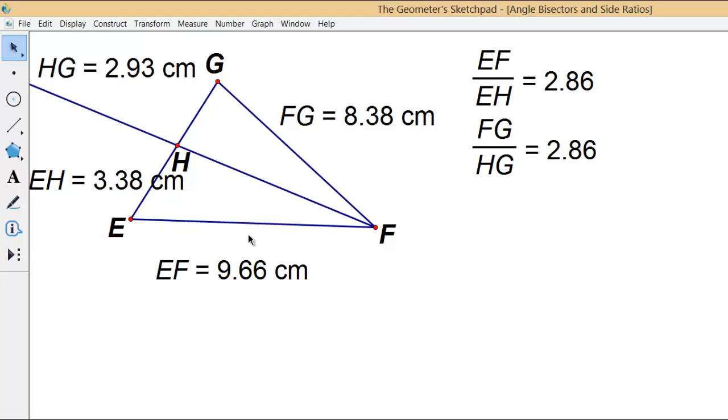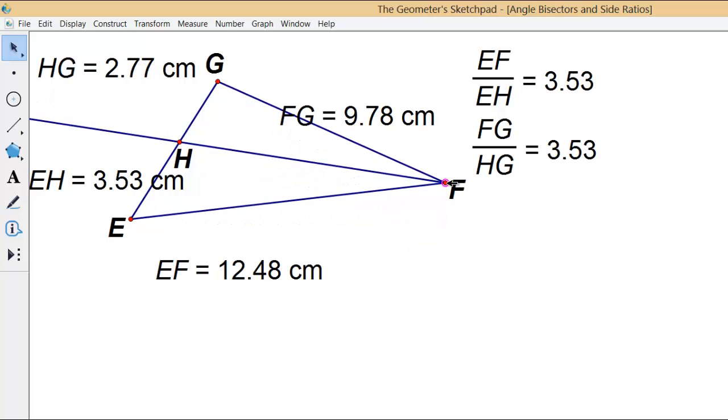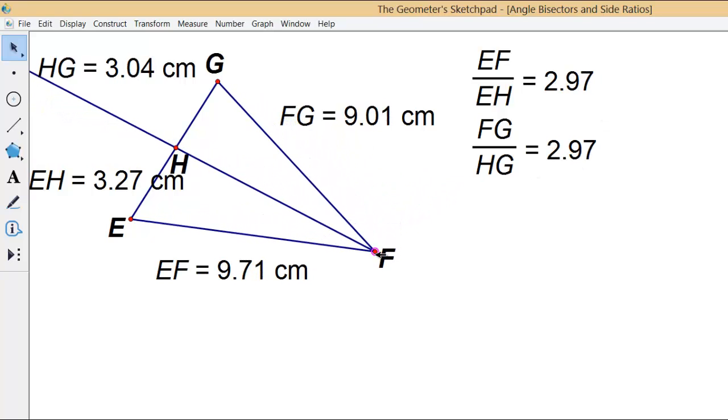So this side of the angle that I bisected in a ratio to the segment adjacent to it is compared to the ratio of this side of the angle that I bisected to the segment adjacent to it, which is HG. Now if I move my vertex, keep an eye on these ratios, notice that they're always the same.